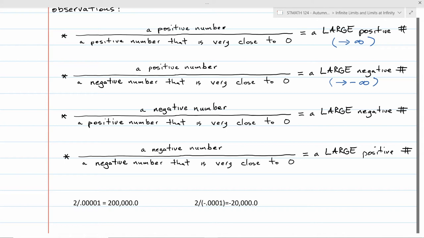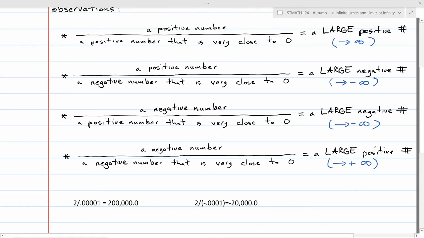You can play the same game with the third bullet and the fourth bullet. If the number in the top is negative, but you're dividing by a positive number, the result's going to be a large negative number. And on the last one, you're taking a negative number in the top, and you're dividing by a small negative number, but negative divided by negative is positive, so you end up with something that's getting large positive, so going to positive infinity.